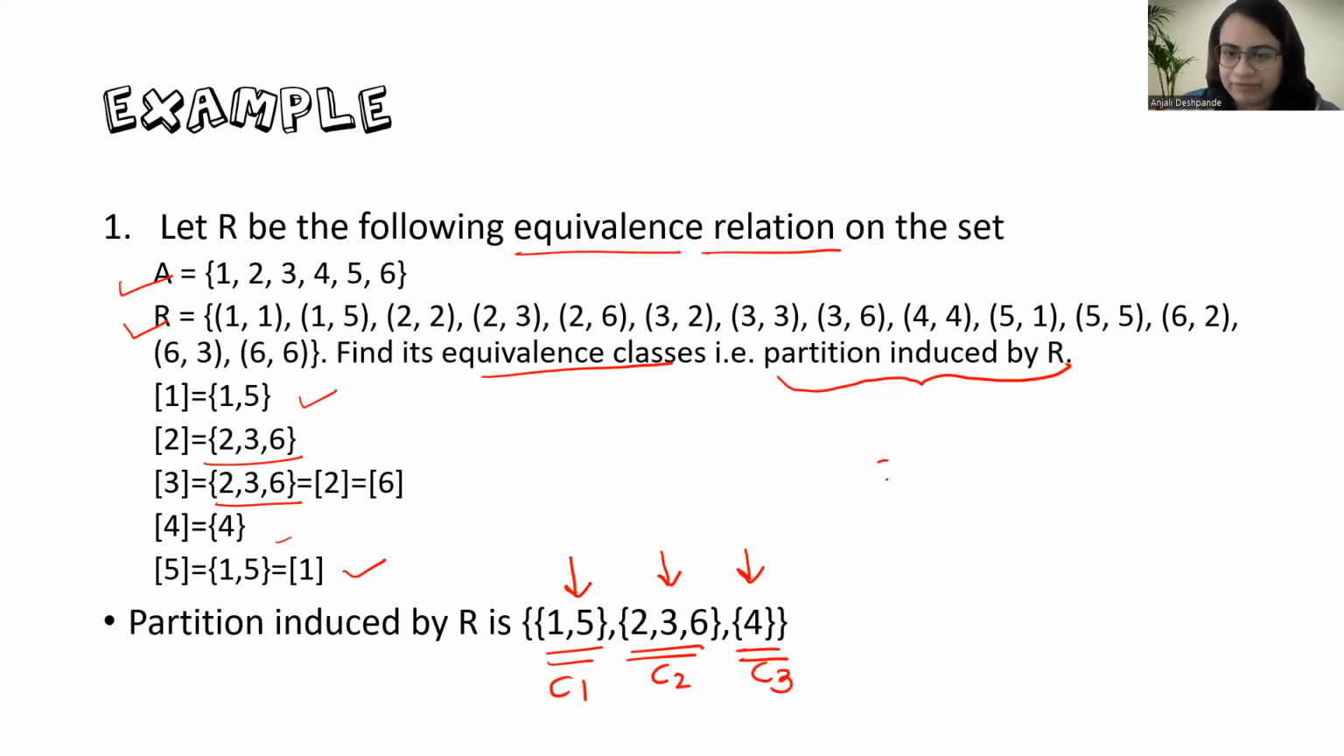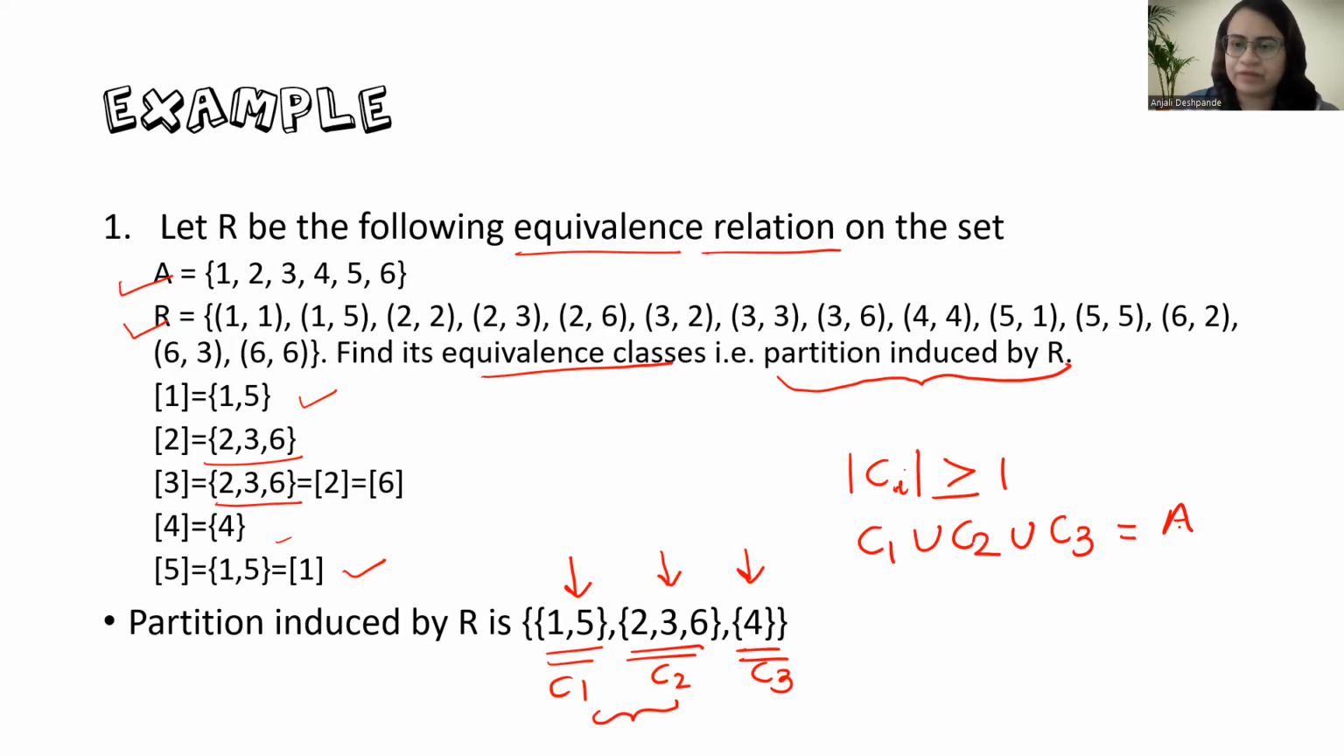That is, for every Ci, its cardinality is greater than or equal to 1. Then the intersection of any two subsets, let's say C1 and C2, is null. And the third property is that the union of all the subsets, that means C1 union C2 union C3, is nothing but the base set itself. So that is nothing but the partition induced by R.